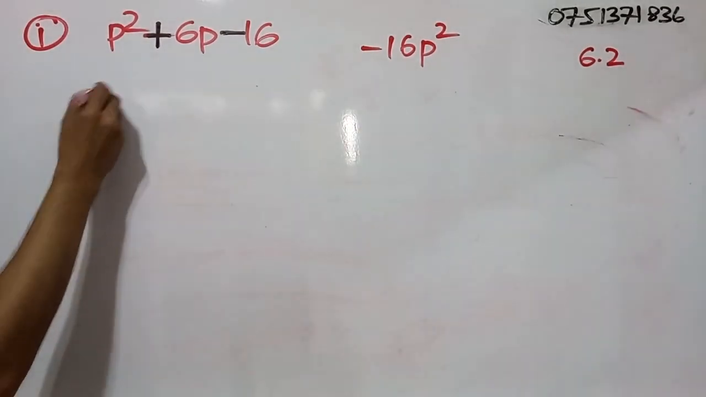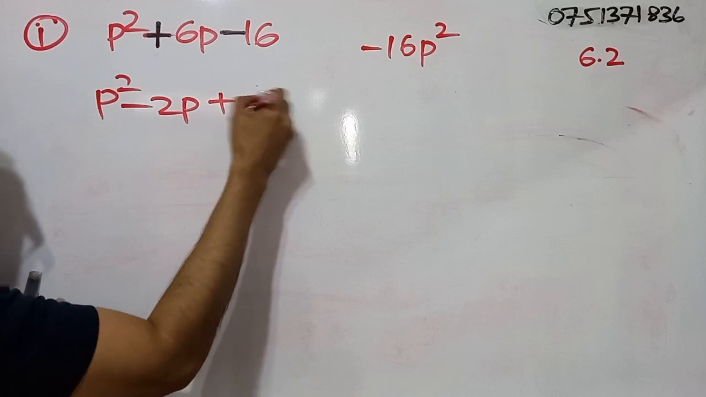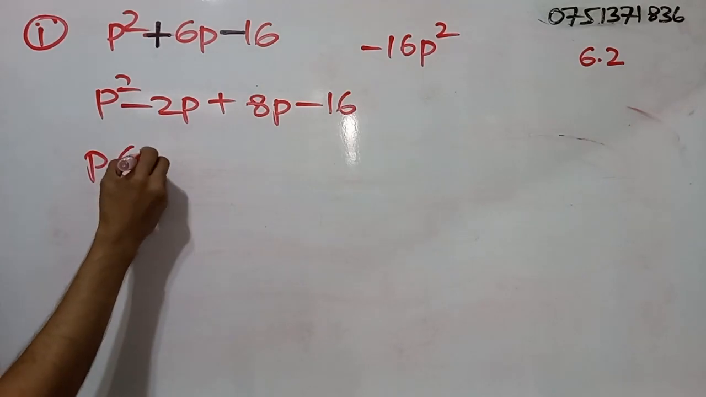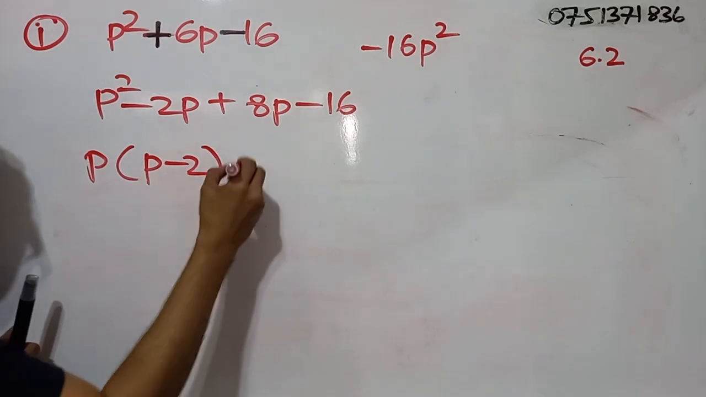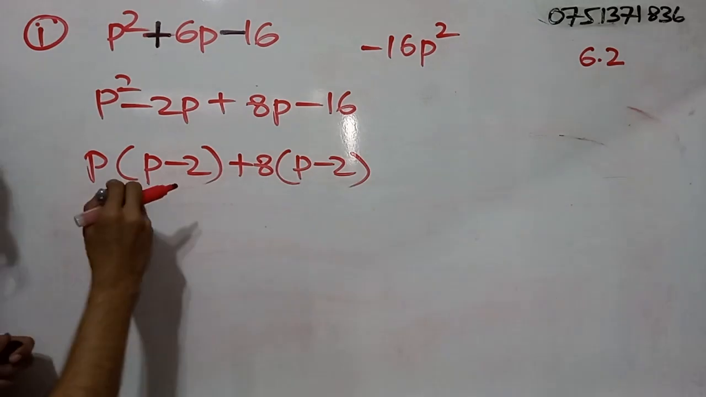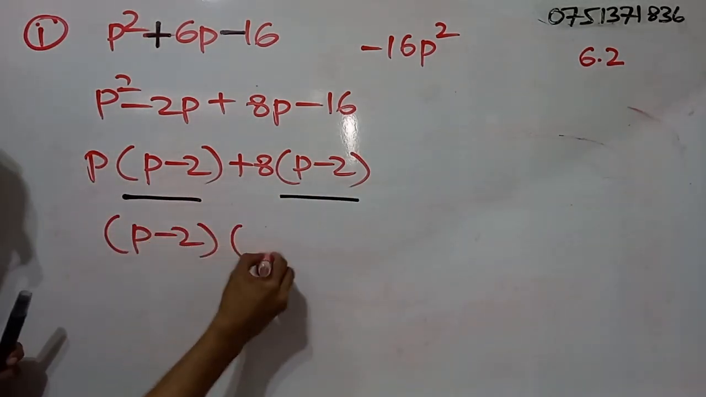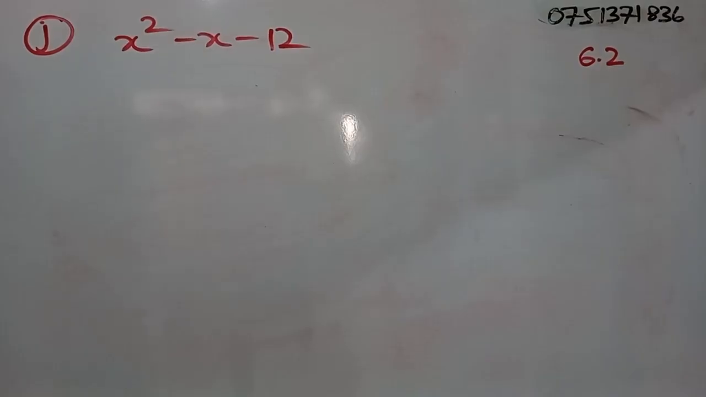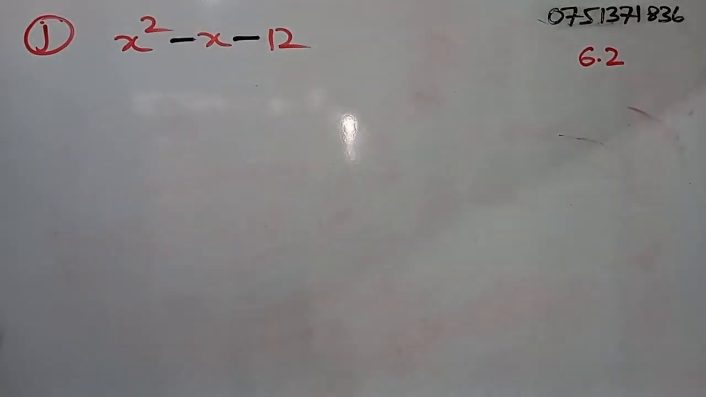So we can write p squared minus 2p plus 8p minus 16. Consider these two. So p, then what goes inside? P minus 2. Now these two expressions are common, right? So p minus 2 and p plus 8. So this is the answer. Right. Simple J.